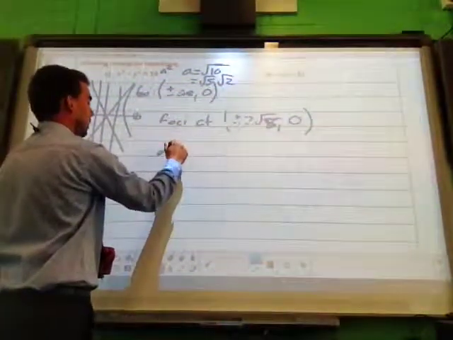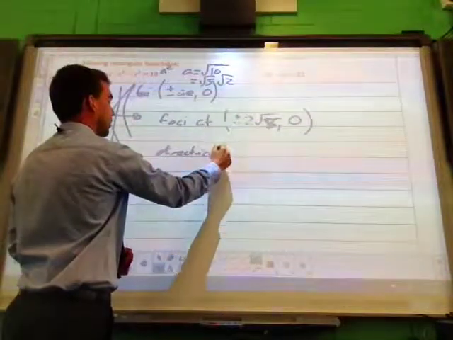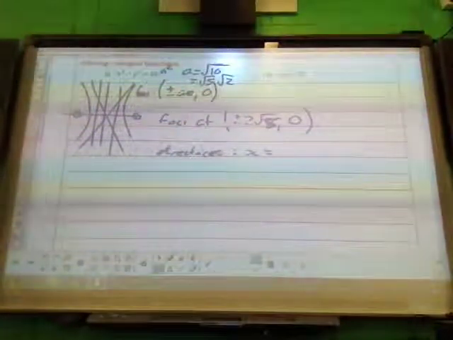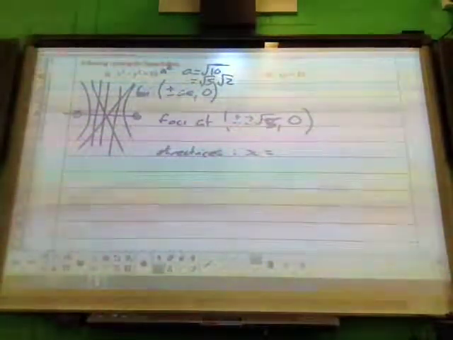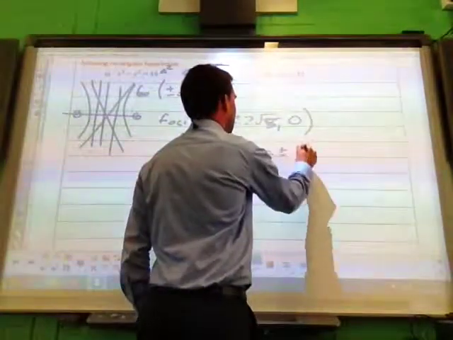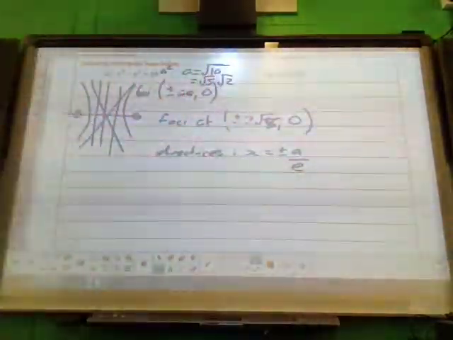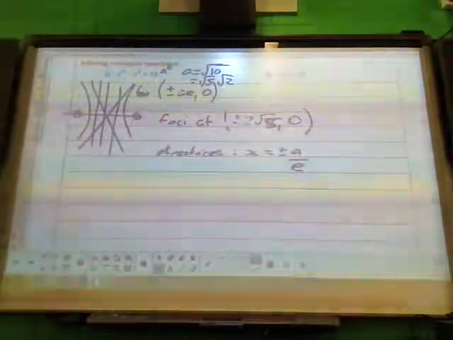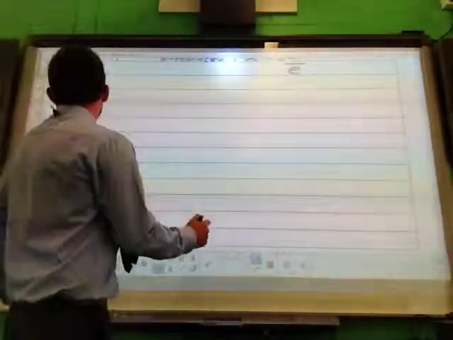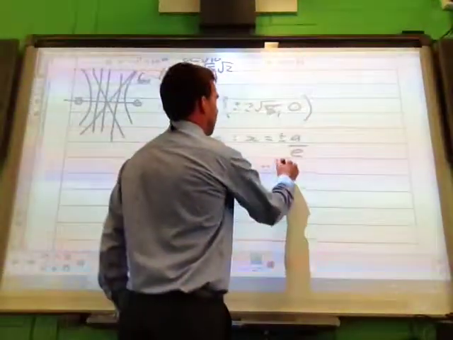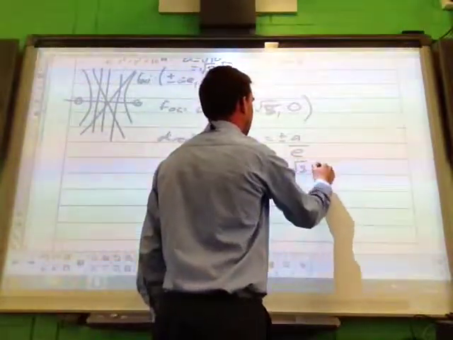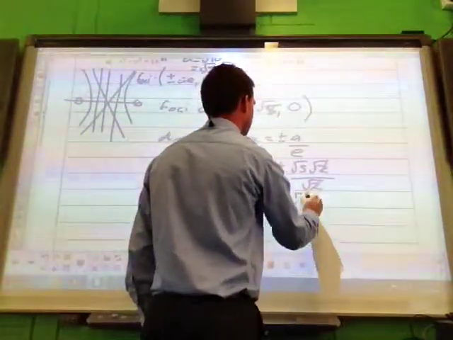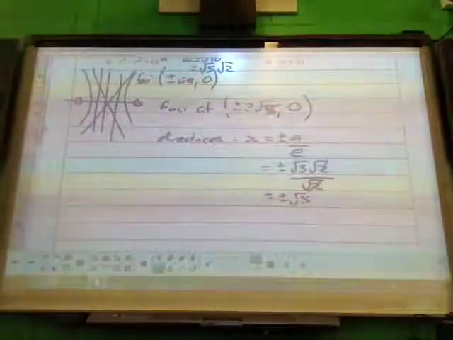Okay, directrices. What's the general format of your directrices? For foci, a times e; directrices, a over e, and that works for your ellipse as well. Depending on the value for e, whether it's less than 1 or greater than 1, we'll put it in the right position for you. So plus or minus a, which was root 5 root 2, over e, which was root 2. So x equals plus or minus root 5.